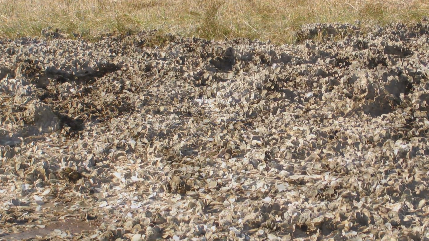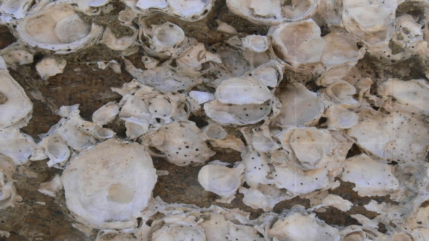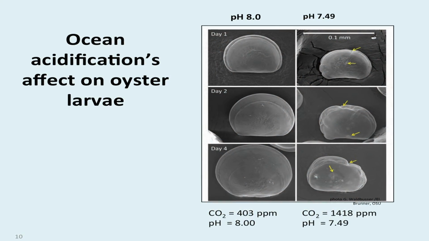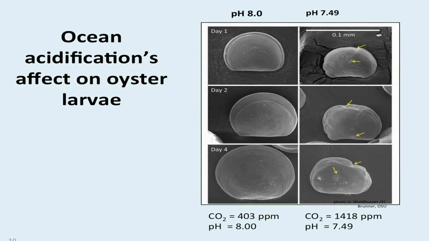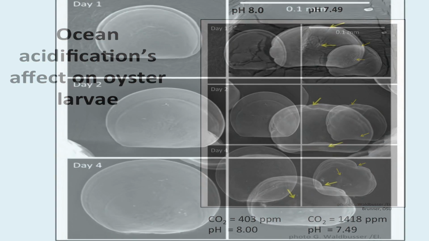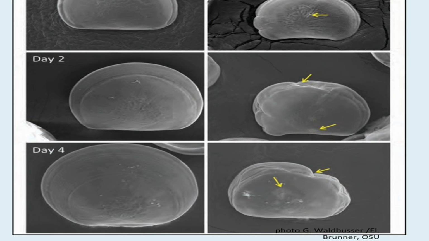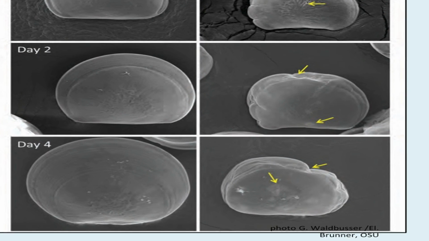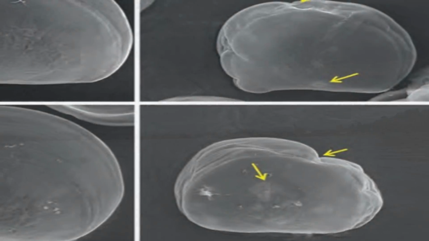2005 to 2009, oyster larvae started dying off. Healthy oyster larvae on the left at a pH of 8. You see healthy oyster larvae days 1, 2, and 4, and on the same thing, on the right-hand side at a pH 7.49, you see that the shell is beginning to collapse in itself. It looks like a big piece of wadded up chewing gum. Oyster larvae cannot survive under this condition.